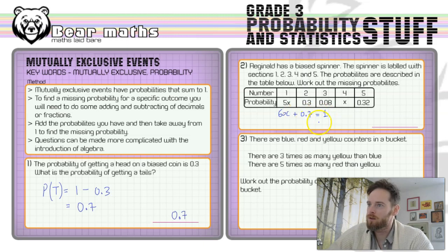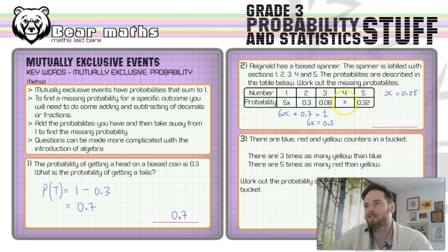I'm going to take away the 0.7 from the 1. That leaves me with 0.3. And 6x is left on this side of the equation. We're now solving this equation by dividing both sides by 6, because that's the number that's in front of the x. If we do that, we get 0.3 divided by 6 gives us 0.05. You can check that on a calculator, but if you're doing it in your head, you can do 30 divided by 6 and then divide your answer by 100.